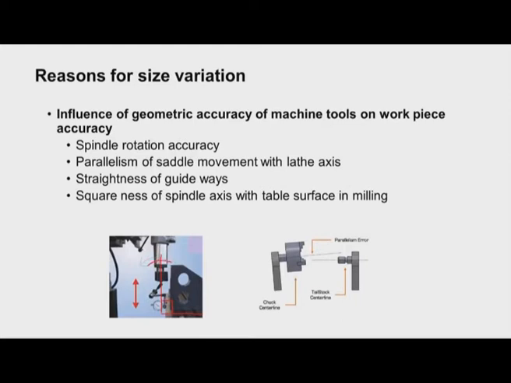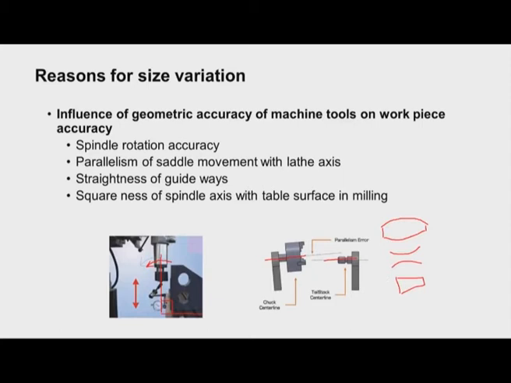Also, maybe there is some runout of the spindle. In this diagram, I can see the axis of the spindle and the axis of the tailstock are not in line. So, there is some inaccuracy. Because of this, there will be some inaccuracy in the workpieces produced. We may get a drum shape of the workpiece, or we may get a taper in the workpiece, which are unwanted.